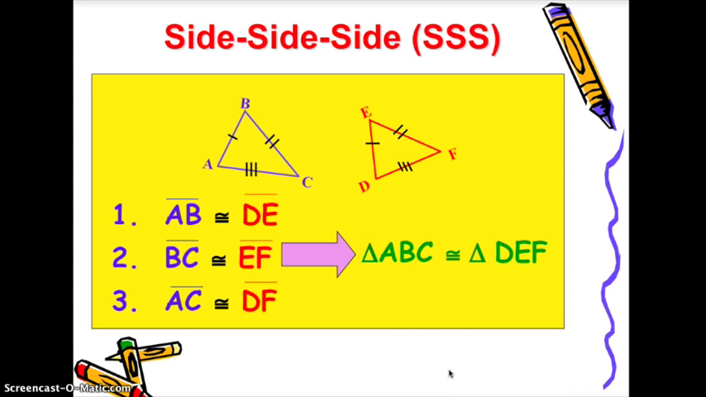So first let's look at side, side, side. Here we have the purple triangle marked, and you can see that the side AB is equal to the side DE, and the side BC with 2 is equal to the side EF, and AC is equal to DF. So all 3 sides are marked congruent. This is a congruence statement, all right? And it says triangle ABC is congruent to triangle DEF.